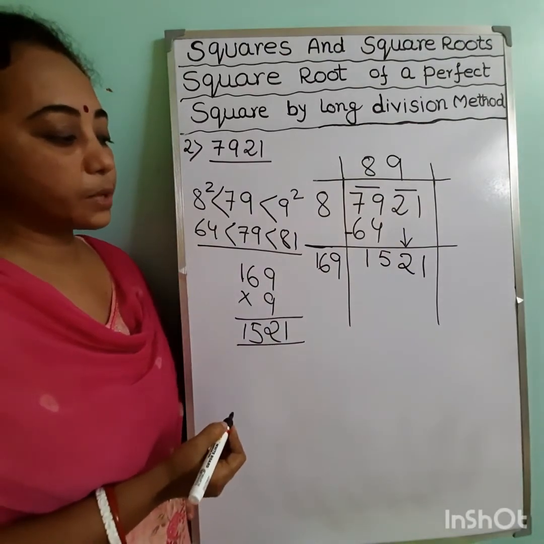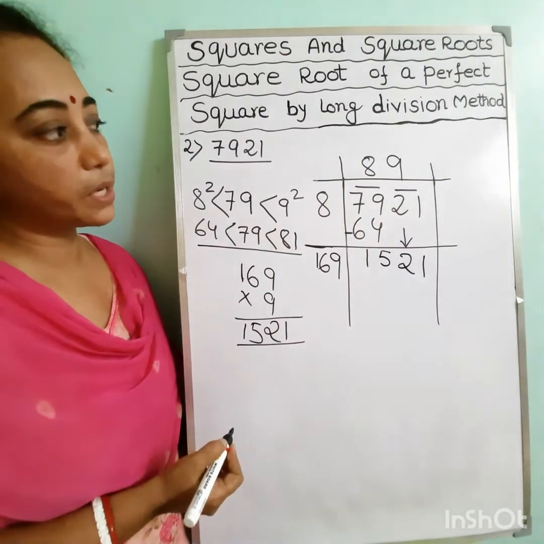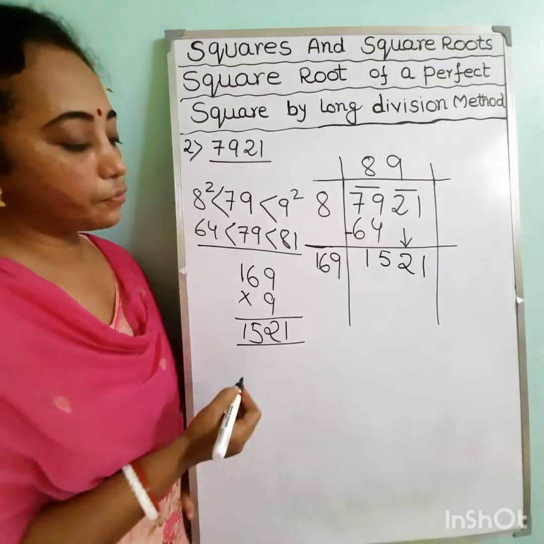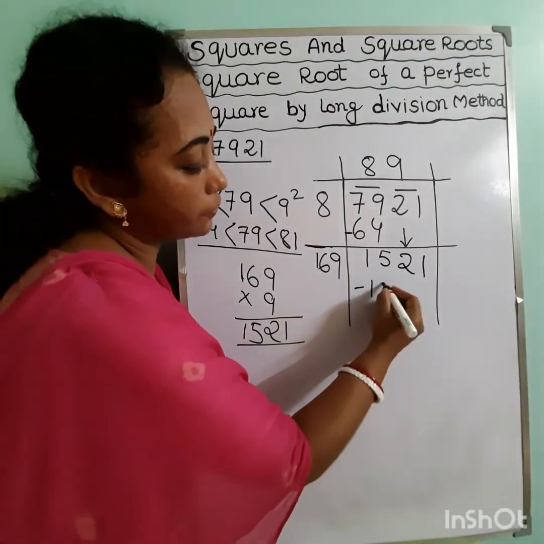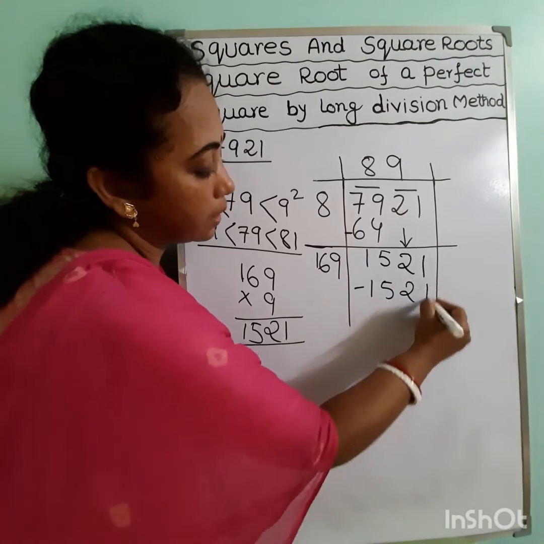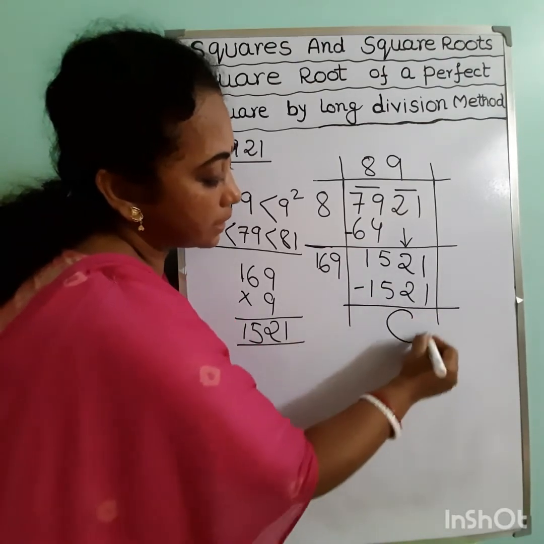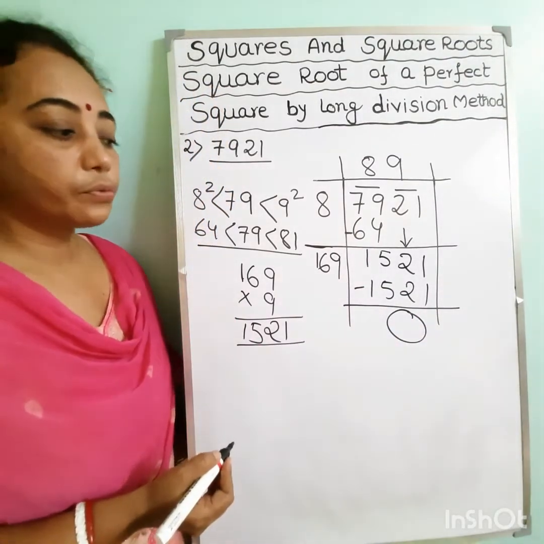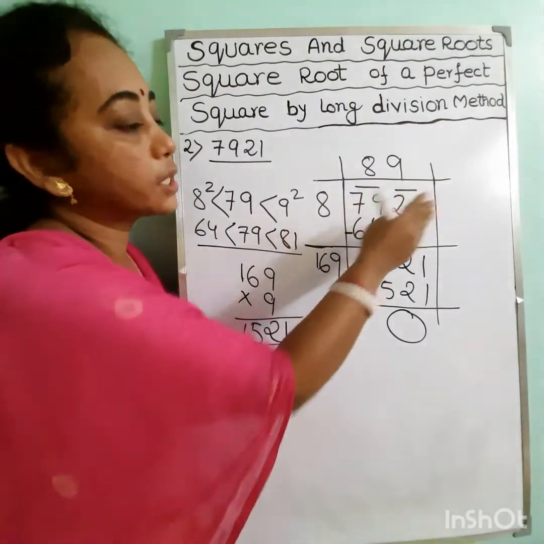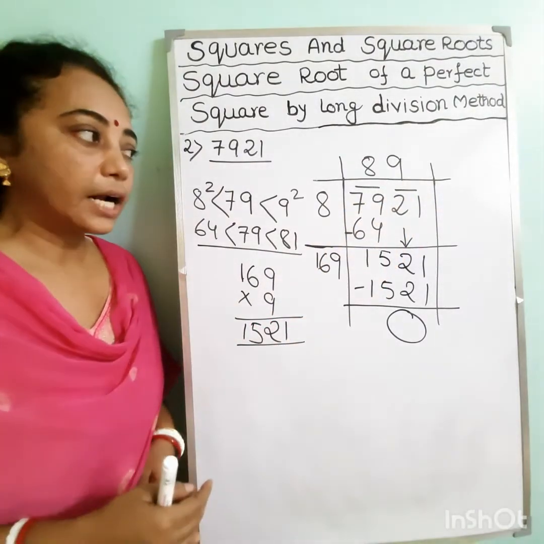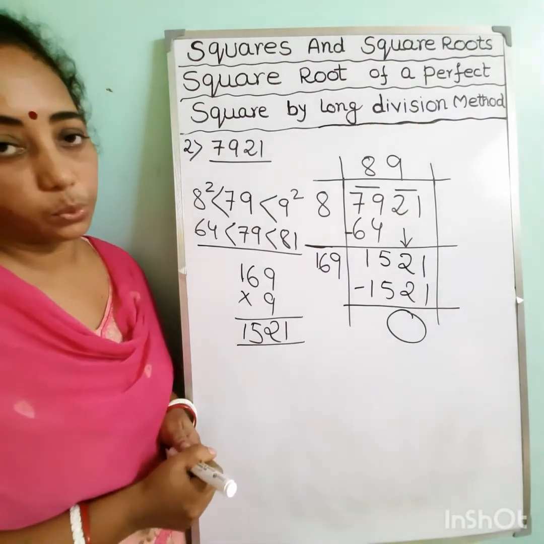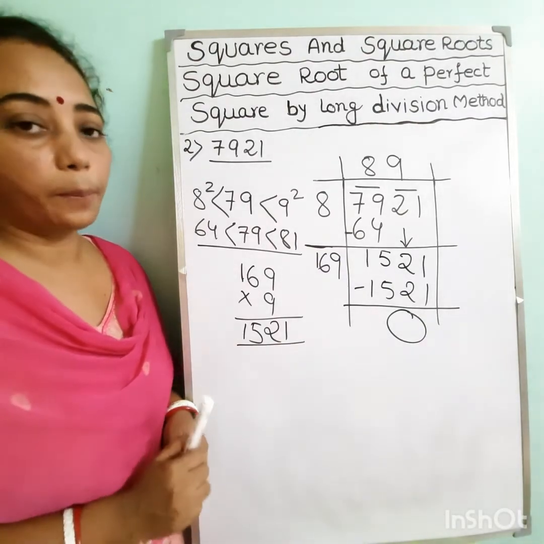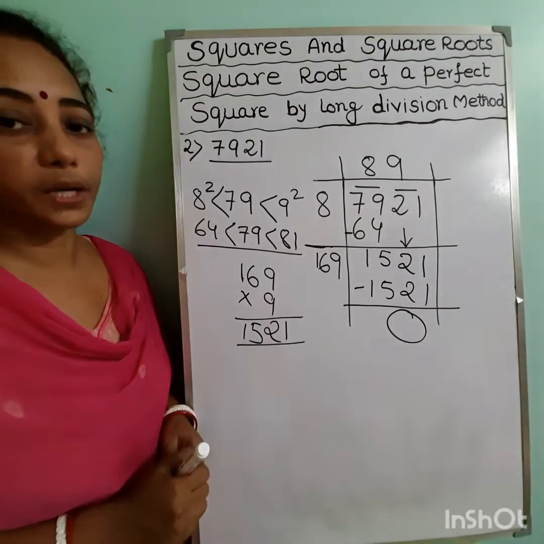So the new divisor becomes 169 and the quotient becomes 89. Now we subtract the product from the new dividend, that is 1521. After subtracting, we are getting the result 0. When we get 0 and there is no other pair of digits left, that means the given number is a perfect square, and we stop our calculations. The quotient so obtained is the required square root of the given number.